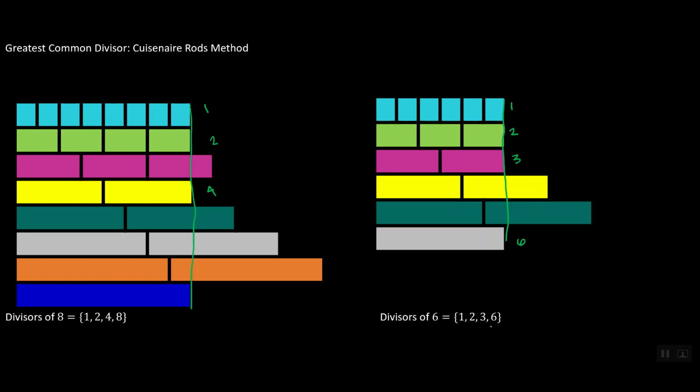And if we wanted to pick out the greatest common divisor, we're just going to look for the longest rod that fit into both visuals. That would be the rod 2. So the largest number that appears in both of these lists is 2. So our GCD is 2.